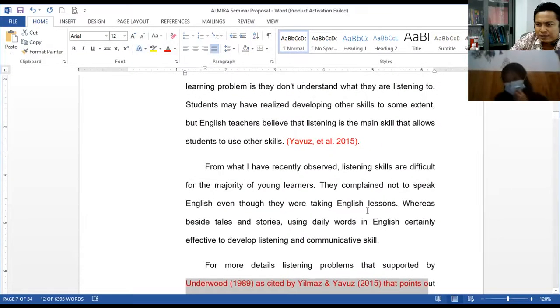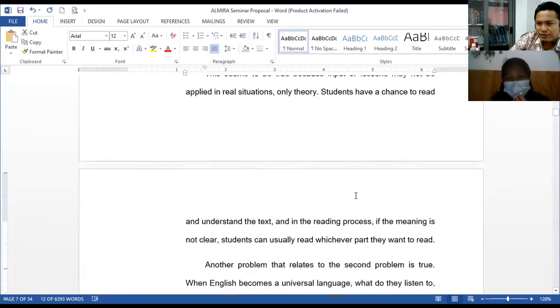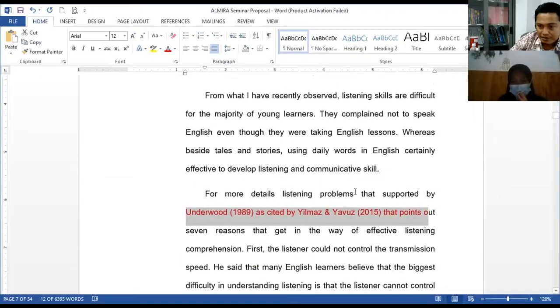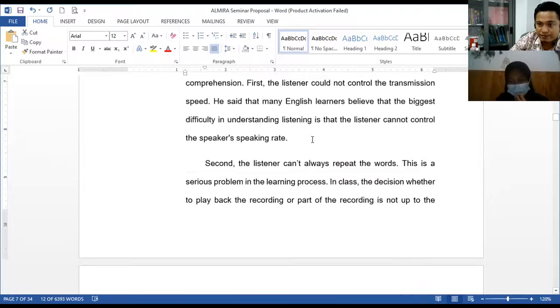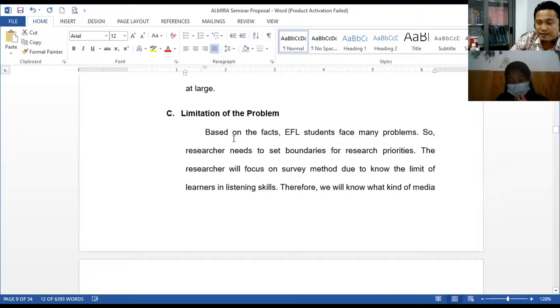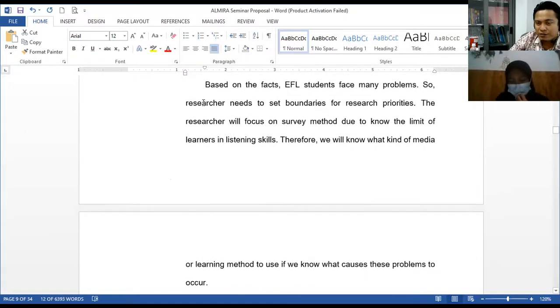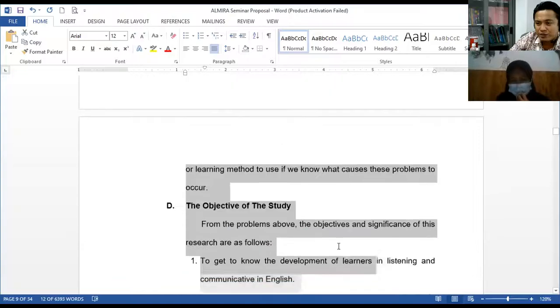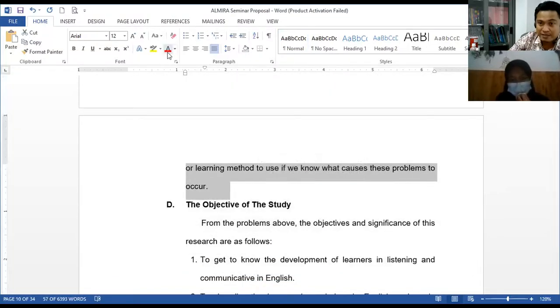If you try to use this one to support your research, maybe you can put it in your second chapter, not your first chapter. Okay. And then the limitation of the problem: when you create the limitation of the problem, you have to mention a specific school, a specific class that you conducted this research for or on.